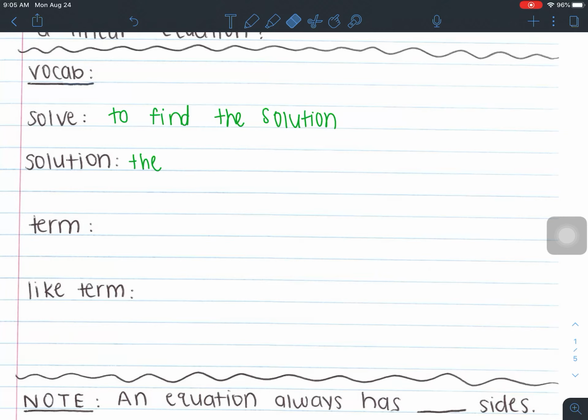Let me fix my handwriting a little bit. The value of the variable. So usually when you solve an equation, you'll get like x equals 5 or z equals 17. So the equation is saying whatever that number is, that's the solution to that equation. And we'll talk about checking our answer and what that means. But it's the value of the variable that makes the equation true.